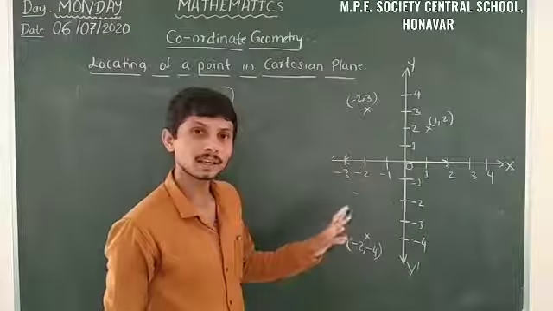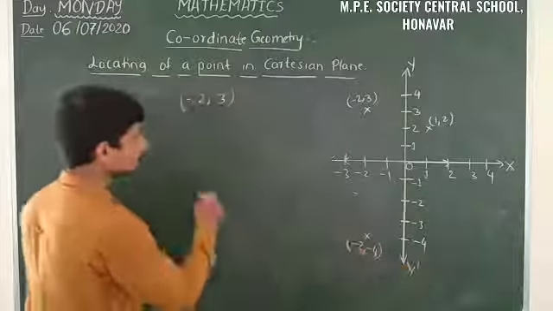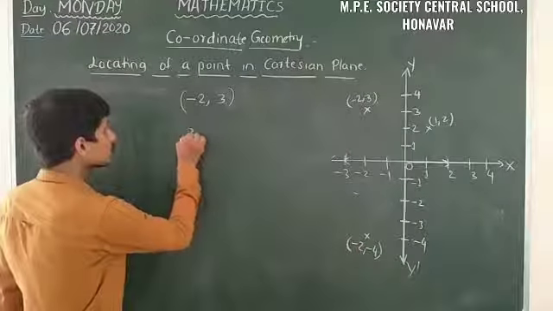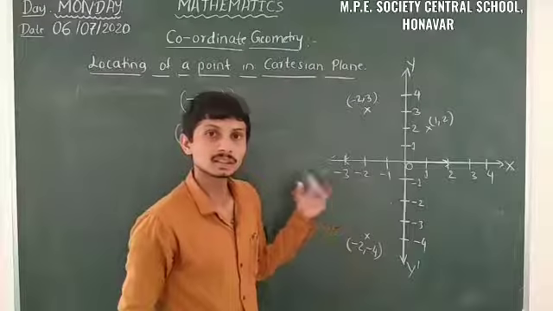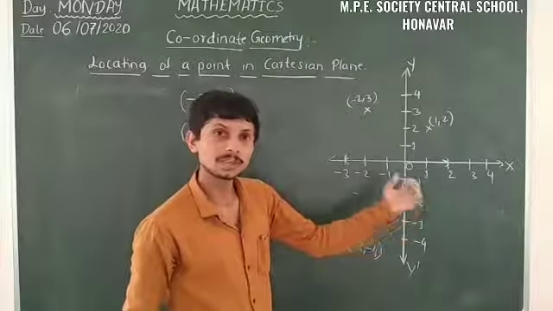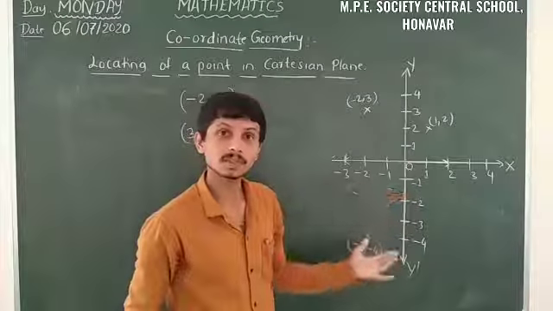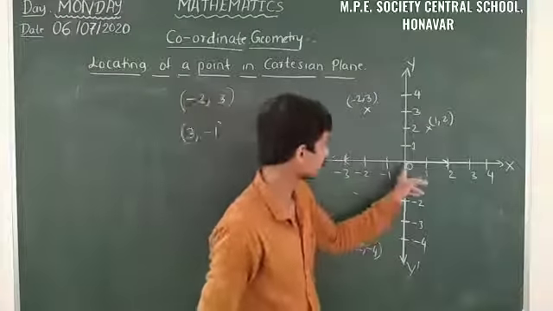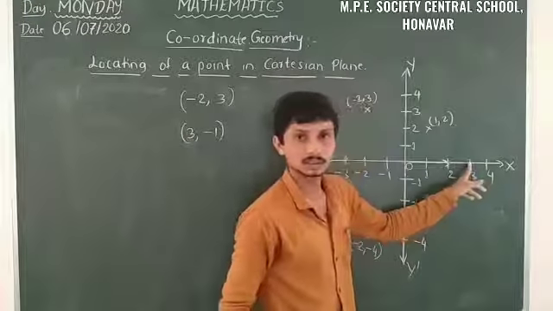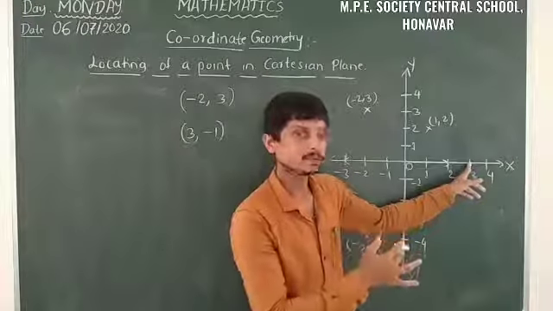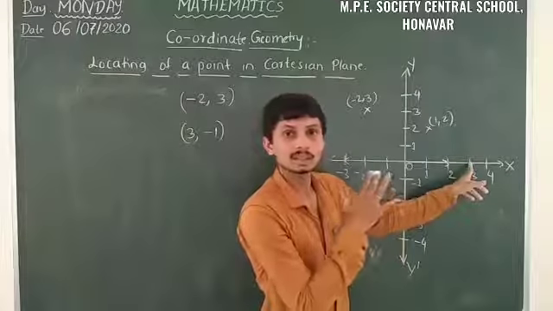So finally I will take another coordinate in the fourth quadrant, for example 3 comma minus 1. Firstly we have to take the perpendicular distance from the y-axis. So here I will go to 3, that is the perpendicular distance from the y-axis. Here I will be on the 3.